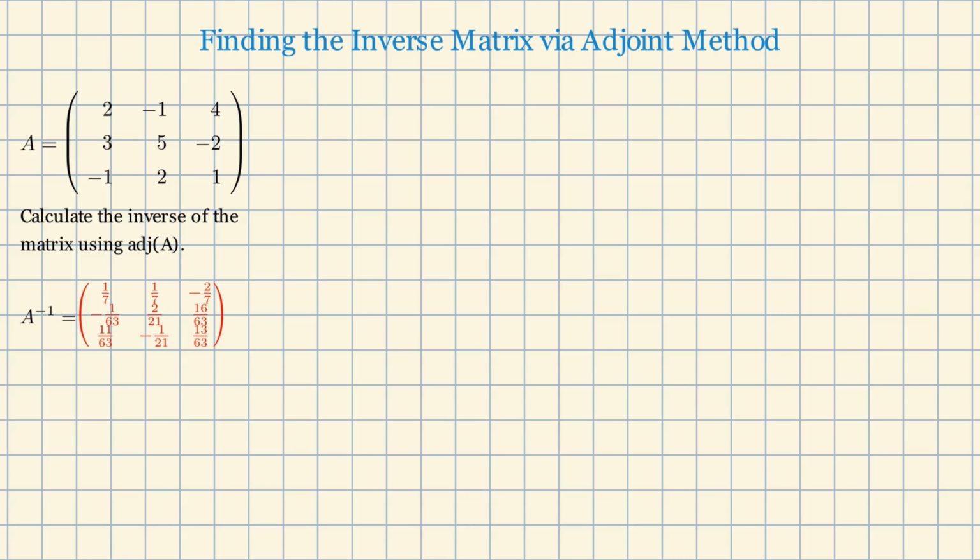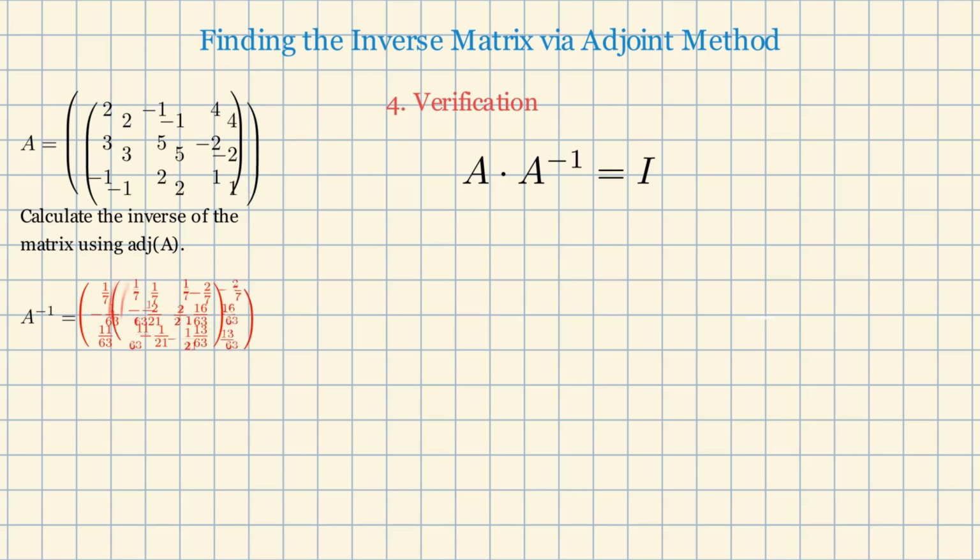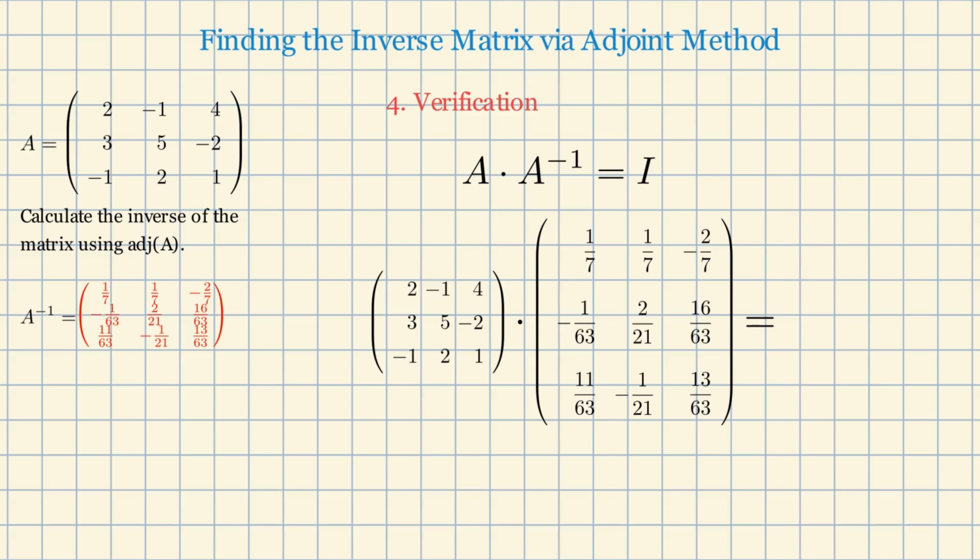Now we have found the inverse of A, but how can we be sure of its correctness? To check its correctness, we can multiply the inverse of A by A. The result of this multiplication should give us the identity matrix. To multiply matrices, the number of columns of the first matrix must be equal to the number of rows of the second matrix. Since both matrices are 3 by 3, this is satisfied.